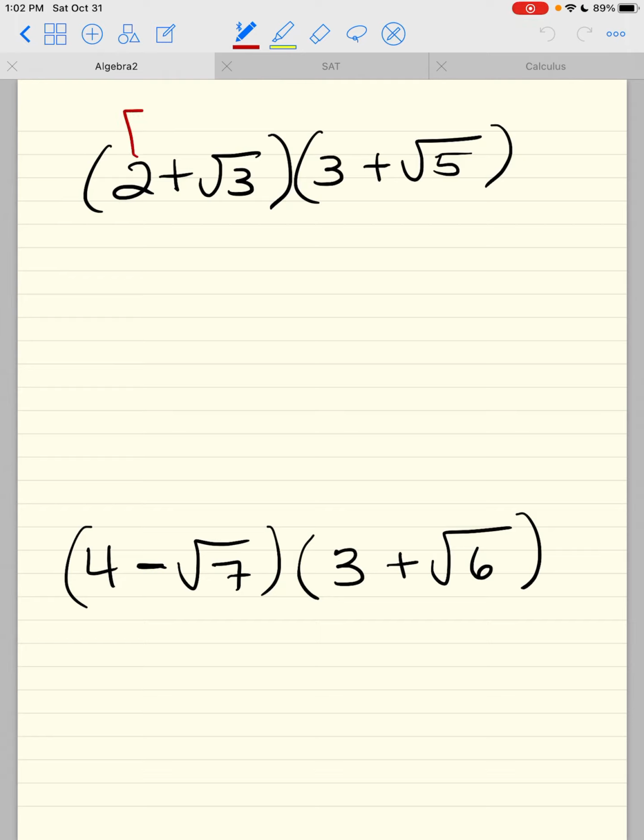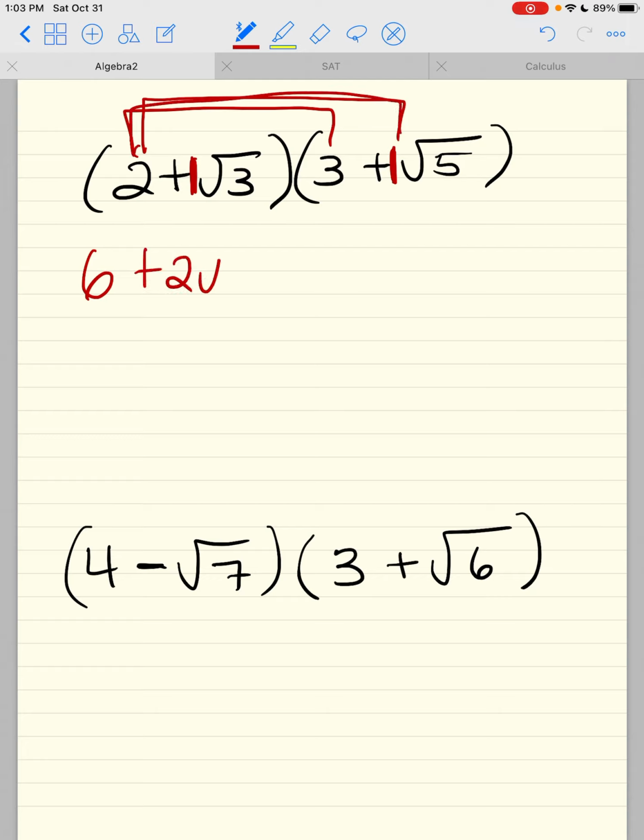You take a number times a number. So we're going to do 2 times 3. That's 6. Then once we get here, we go 2 times the number in the front. If you remember from my last video, every square root has a 1 in front of it if there's no other number in front of it. Okay, so 2 times 1 is 2, and we're going to keep the square root of 5. A number cannot be multiplied with the number underneath the square root.